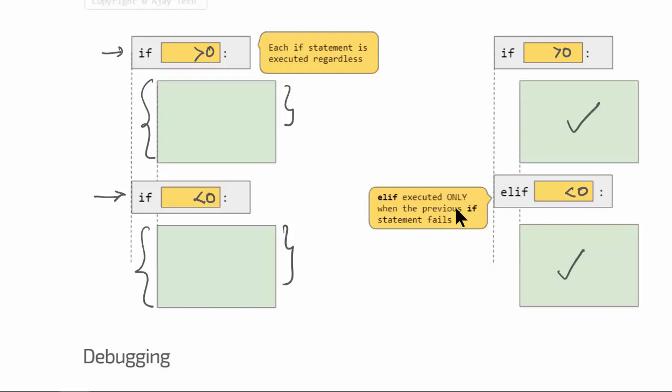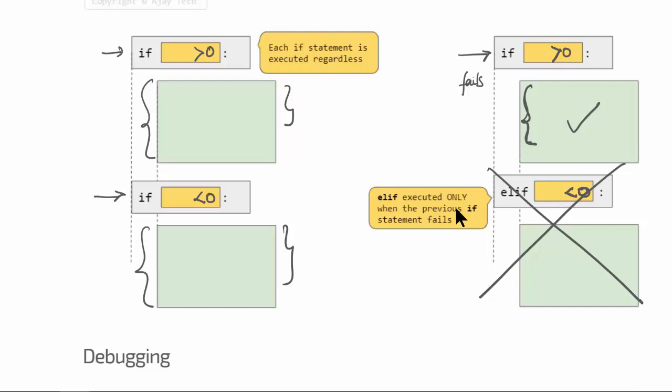But with Elif, if greater than 0, it executes this block. But if it is not, it comes to this, checks if it is less than 0 and executes this block. So far both these versions are exactly equivalent. But look at this. If the difference is greater than 0, then this block is executed and this block is not executed. So this will only be executed if this if fails or if it returns false.